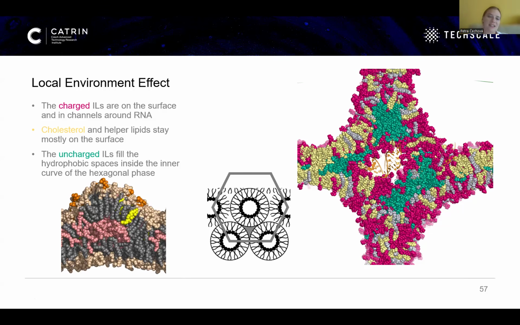And actually, it is similar to what we saw in the previous study with the BOPE and the ionizable lipid deprotonated that creates this droplet inside of the bilayer.